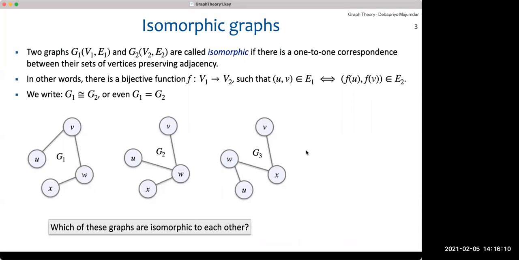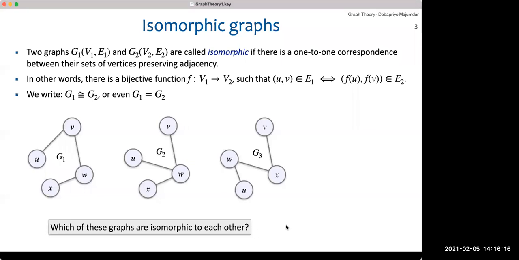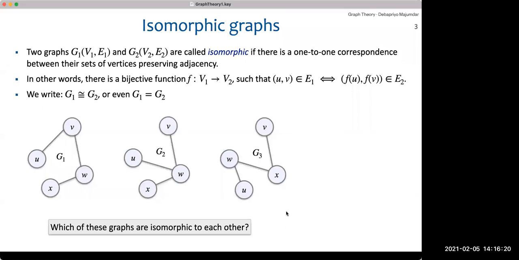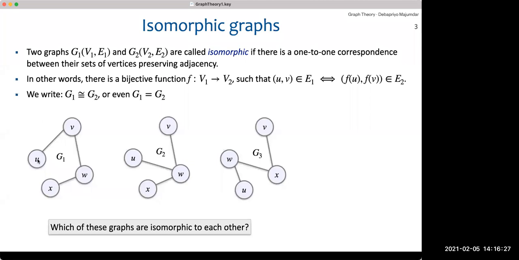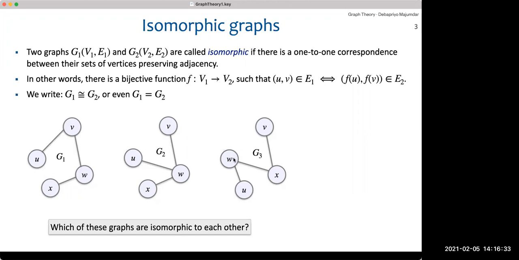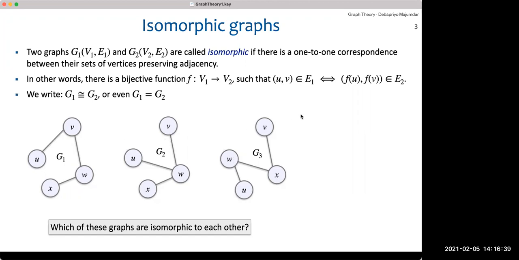Yes, sir. Yes, it is. Okay, why? X can be mapped to U. X of G1 can be mapped to U of G3. Okay, X can be mapped to U, right? Yeah, right. W can be mapped to W, and V can be mapped to V, right?